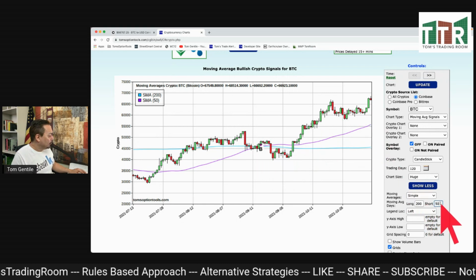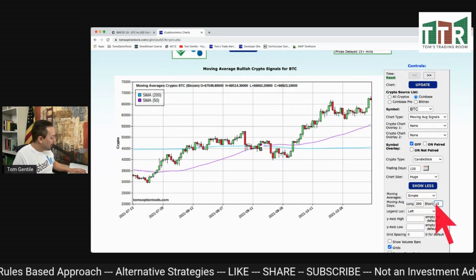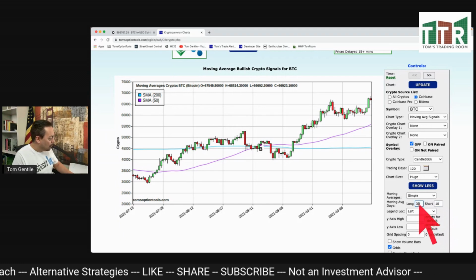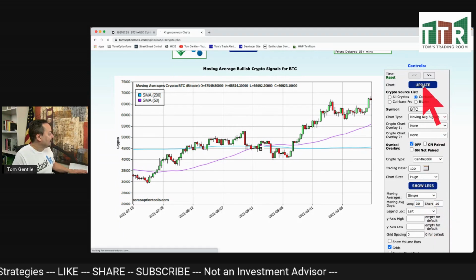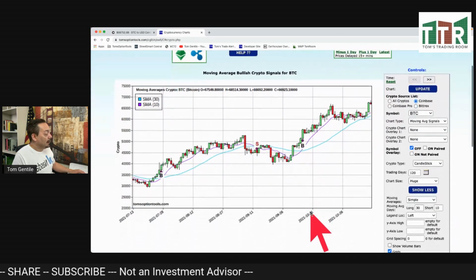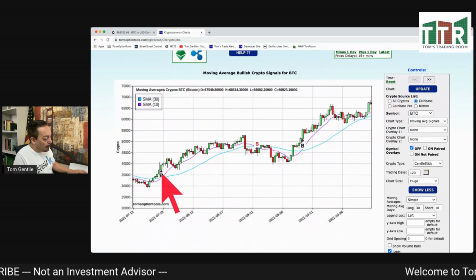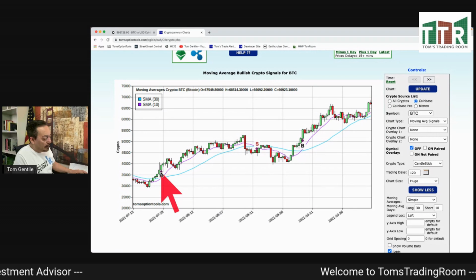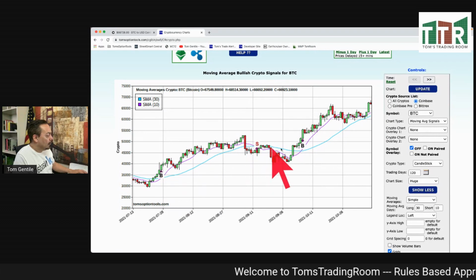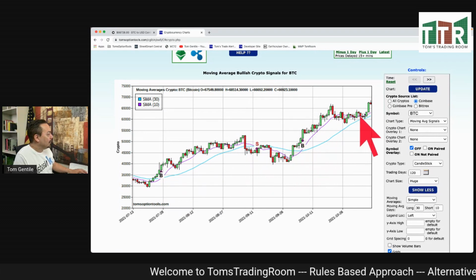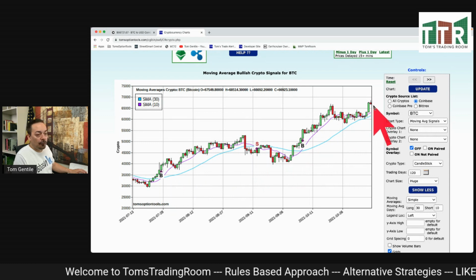But if we want to look at this more as a trader, then we're going to look at 10-day moving averages as the short term and 30-day as the long term. Let's reset that up and see what it looks like. And you can see here, more aggressively, we saw buying opportunities in the mid-30s. The sell was in the mid-40s. Buy back again at 50,000, and it's still long and going strong.